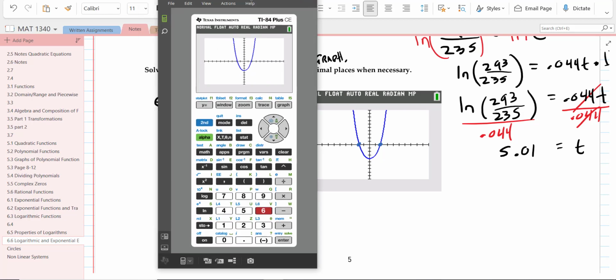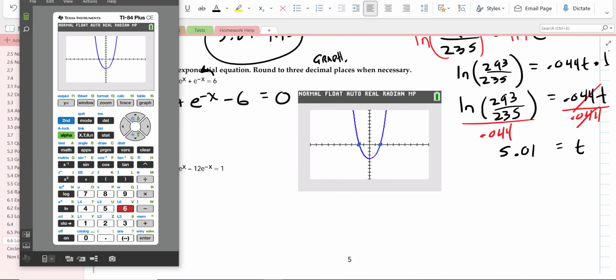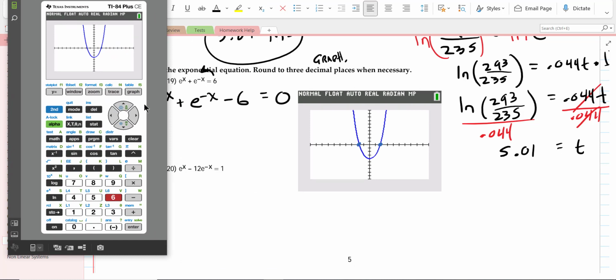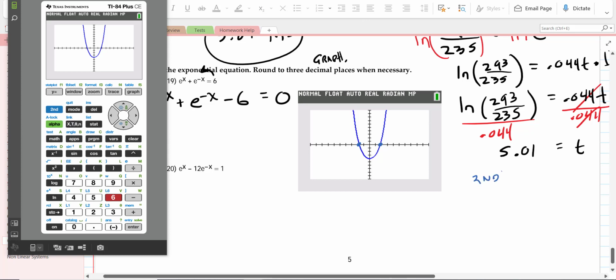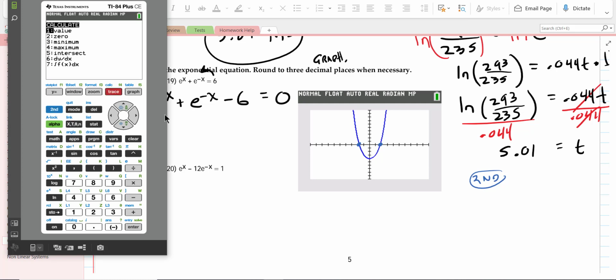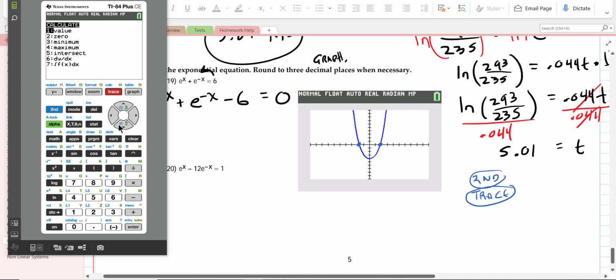You don't estimate it, you do a 0 command. And I've taught you how to do this before when we were talking about zeros of polynomials. So write the keystrokes down if you need to. What you would do is go second, type your second button, and then trace, and then find the option that says 0. You're going to do option 2, which is a 0. Press enter once you see that.